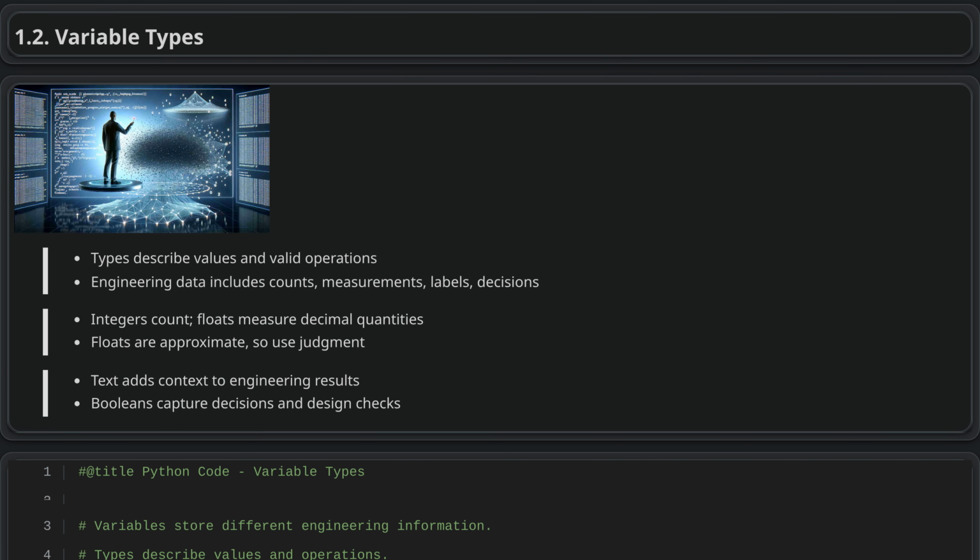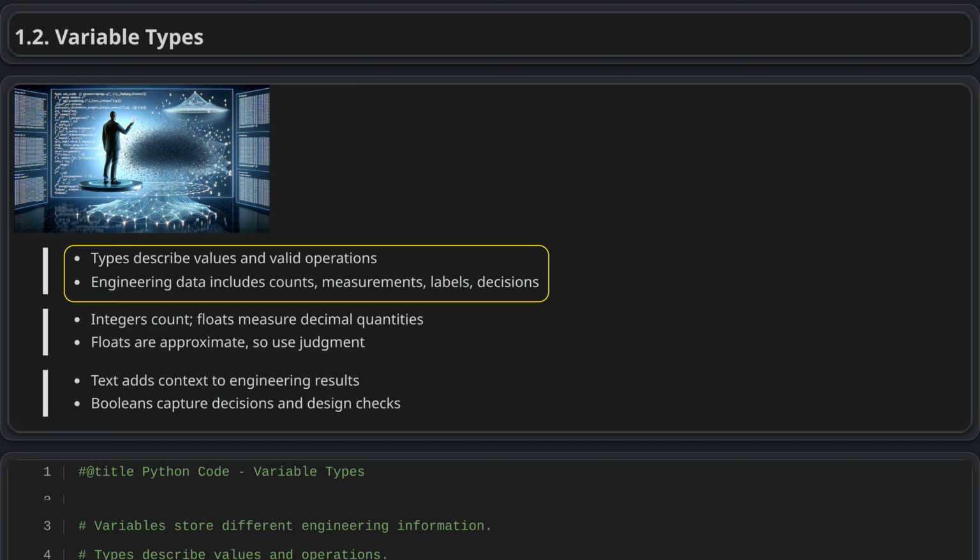Variable types. In Python, every stored value has a type that tells Python what kind of information it is and what operations make sense for it. In engineering work, common types include whole numbers for counts, decimals for measurements, text for labels or names, and Boolean values for true or false decisions.